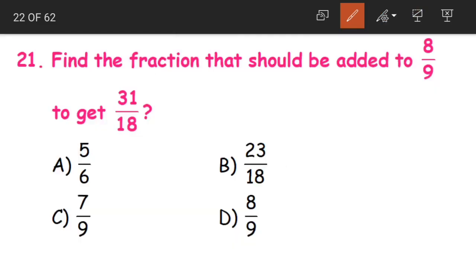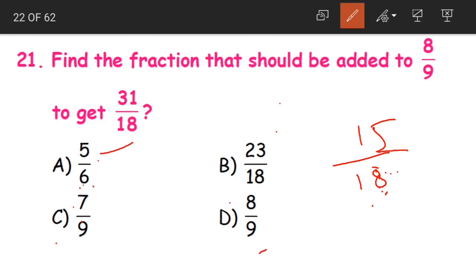So 15 divided by 18 is our correct answer. Yes, this is our correct answer. But if you look at the given options, we do not have 15 by 18. Okay, but it can be an equivalent fraction also.